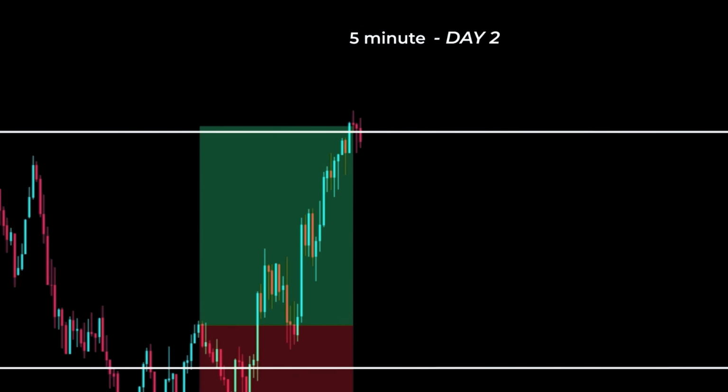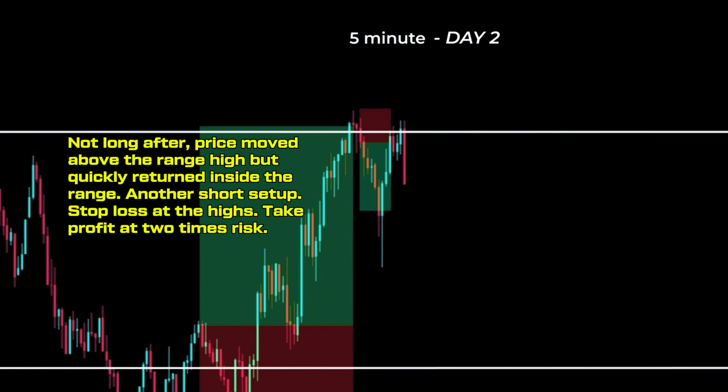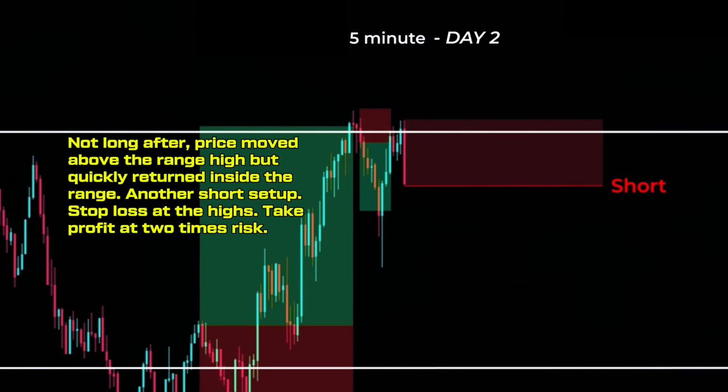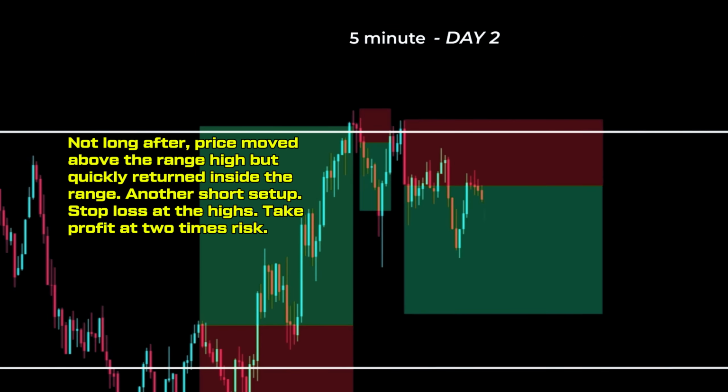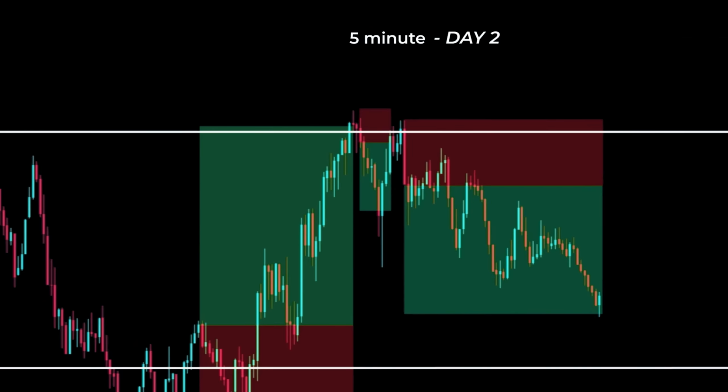Shortly after, price re-entered the range high, giving us a short setup. Stop loss at the highs, take profit at 2 times risk. Price hits the take profit once again, another 2R gain. Not long after, price moved above the range high but quickly returned inside the range. Another short setup. Stop loss at the highs, take profit at 2 times risk. Here, price hits the profit target, securing another 2R gain.